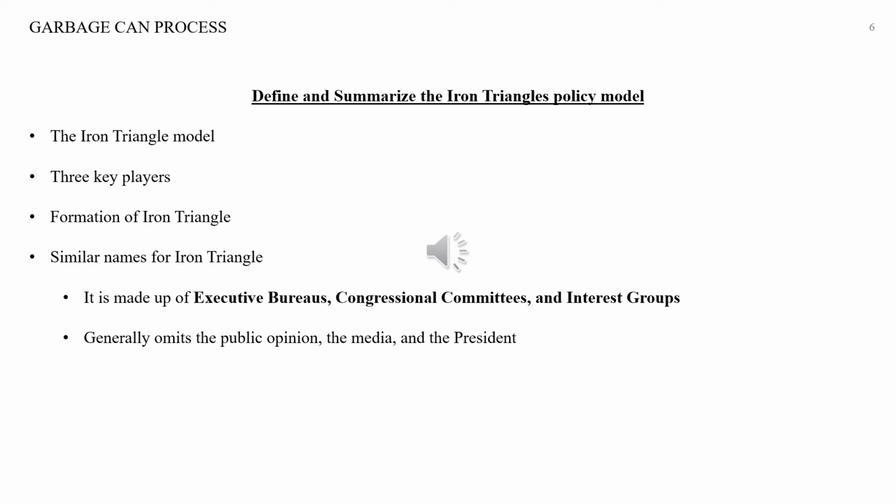Additionally, some other names include policy whirlpools, cozy little triangles, triple alliances, and power triads. The iron triangle is made up of the executive bureaucracies, the congressional committees, and the special interest groups. These three separate entities have their own agendas, and at certain times they will all have the same agendas and motivations, and then they get together and form policies to be signed into law. The missing components to the process are the three other entities such as public opinion, the media, and the president, which are all assumed to be part of the process.